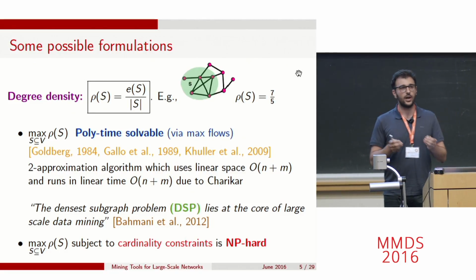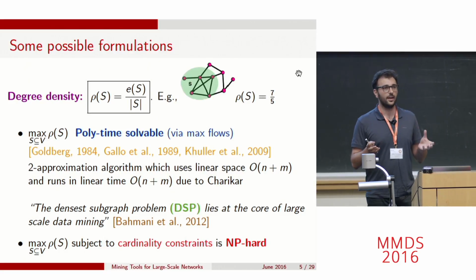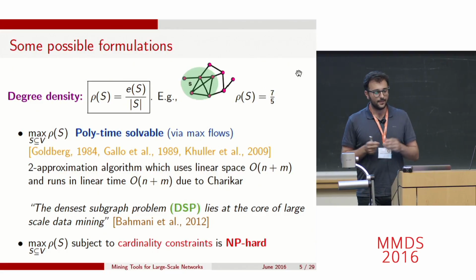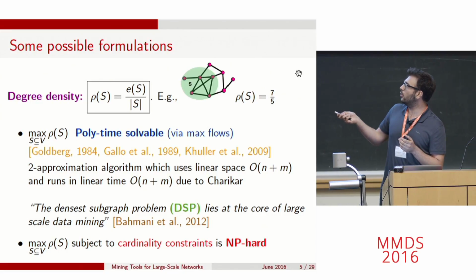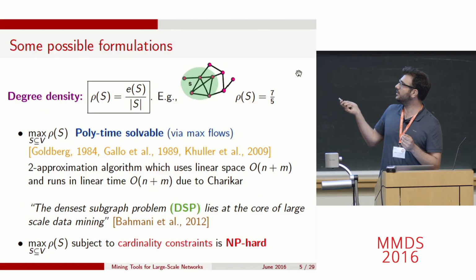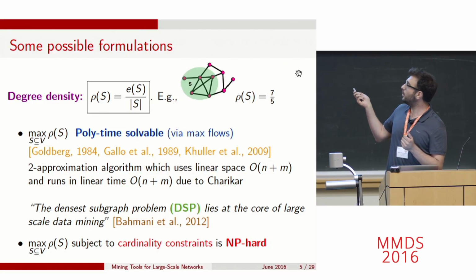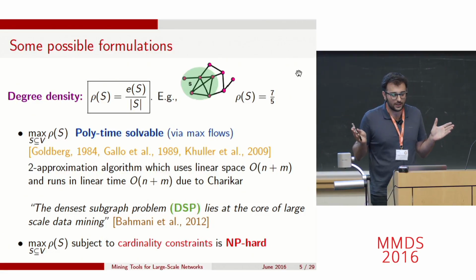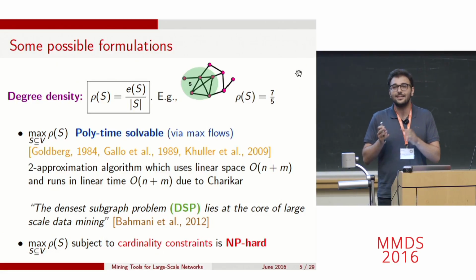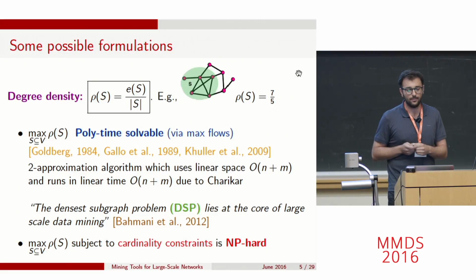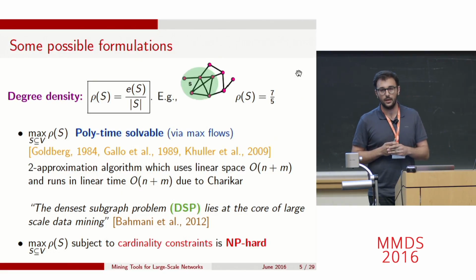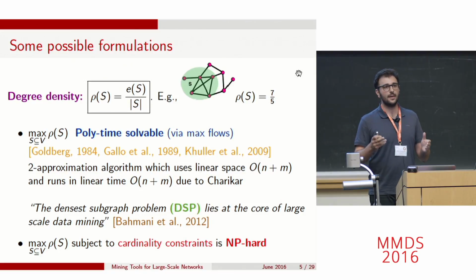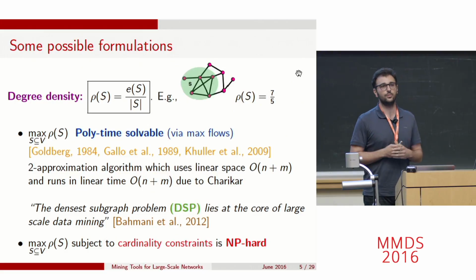But in the context of trying to find these large near-cliques, it fails. And I'm going to explain in the next slide. I'll give you some intuition why it fails. But, so I'm quoting a paper by Bahmani and Google researchers that say that this problem lies at the core of large-scale data mining. But unfortunately, if we try to add cardinality constraints to this problem, the densest subgraph problem, in order to avoid the issues that I'm going to show you in the next slide, again, it becomes NP-hard, and again, it's really hard to even approximate.